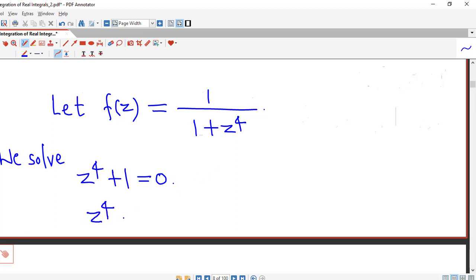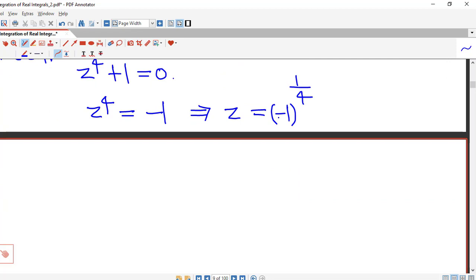So for this we rewrite this as z raised to 4 equal to minus 1. This gives me z equal to minus 1 to the power 1 by 4. So I require fourth root of minus 1.